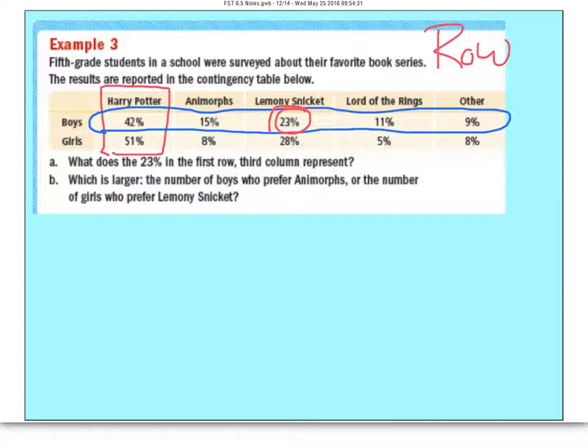Okay, part B: which is larger, the number of boys who preferred Animorphs or the number of girls who preferred Lemony Snicket? The boys in Animorphs is right here. The girls in Lemony Snicket is right here. Now the question is which is larger, and they're talking numbers. These are percentages, so we have to figure out how to get a number count. As of now, there's not enough information to figure this out. I need to know how many boys there were in total, and how many girls there were in total, to figure out a count. So we can't do part B.